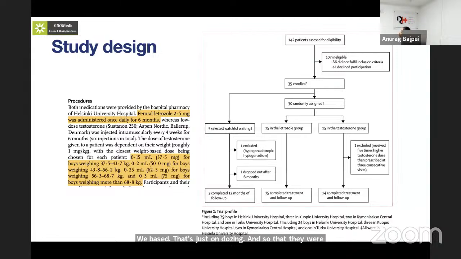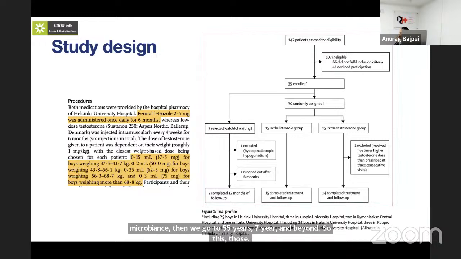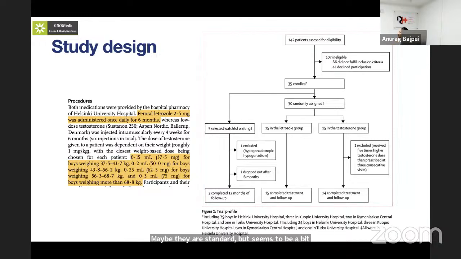If you compare this to the dose we use, it is very similar, but we do not usually go beyond 50 mg even for pubertal CDGP. We often give 100 initially, every 3 months. This dose seems to be a bit lower, because most of our boys will be roughly 50 kgs, so we will give 50. But for many of them beyond 14, when you are inducing puberty, 50 is a very low dose. We use 25 for less than 5 or 6 years. When you talk about micropenis, then we go to 50 at 5 years, 75 at 7 years and beyond. So this dose, maybe they are standard, but it seems to be a bit less compared to what we are using. That would be my comment on that.